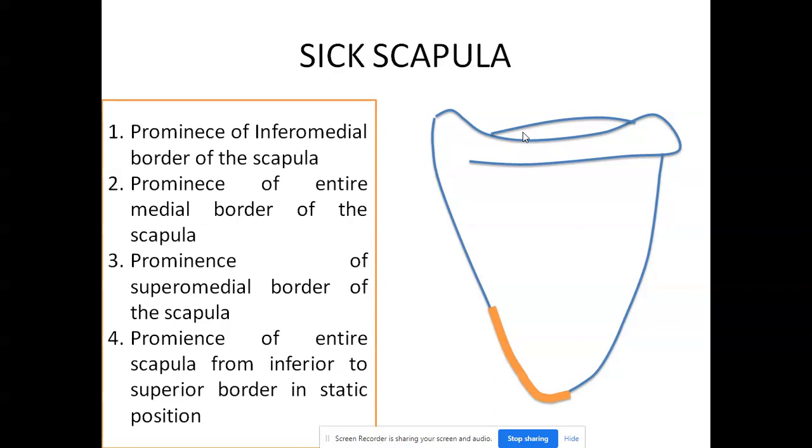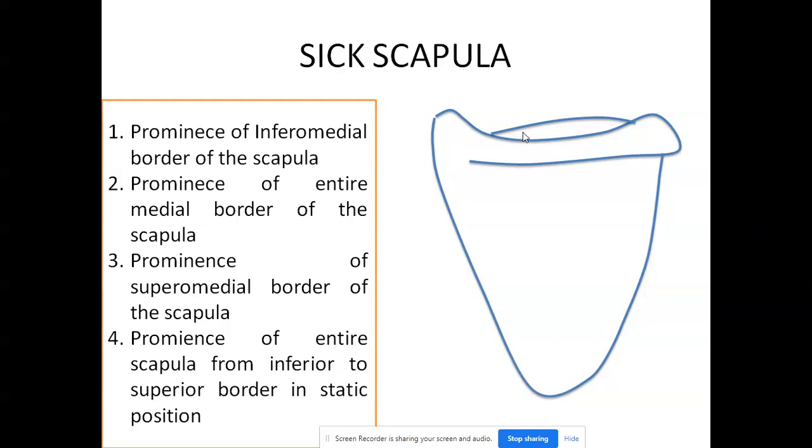First one, it is just prominence of inferomedial border. Second grade states that it is prominence of the entire medial border. Third grade states that it is prominence of superior medial border. Only the superior medial border of the scapula is prominent. Whereas fourth grade stands for the entire scapula from inferior to the superior border being prominent in static position. These are the four grades of the SICK scapula.